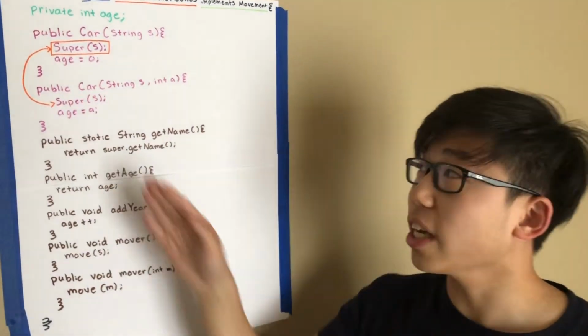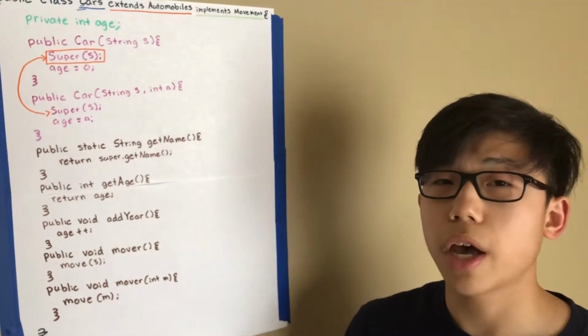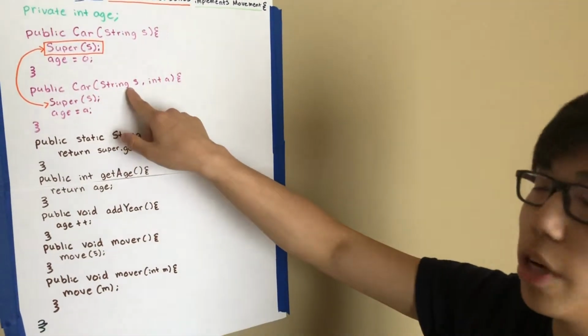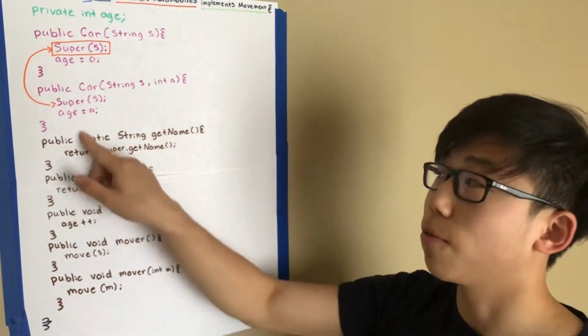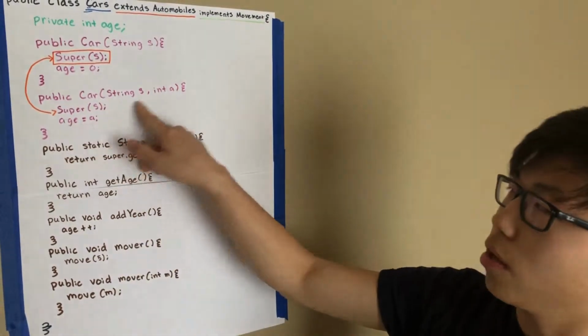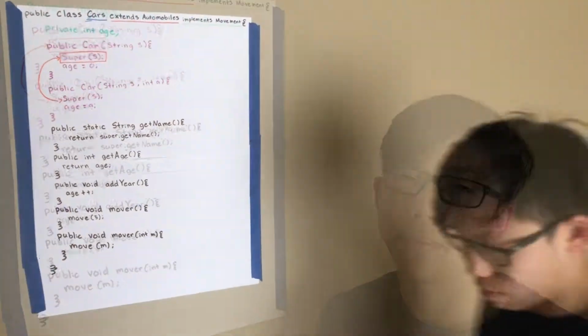Now, we have a second constructor. You might be wondering, why do we have a second constructor? This is so that we can store some extra valuable information. So here we have the parameters of string and an integer. So now we call the super method again. This must be the first thing you call, or else you'll have an error. And then here we also use the integer a to set our age to that number.